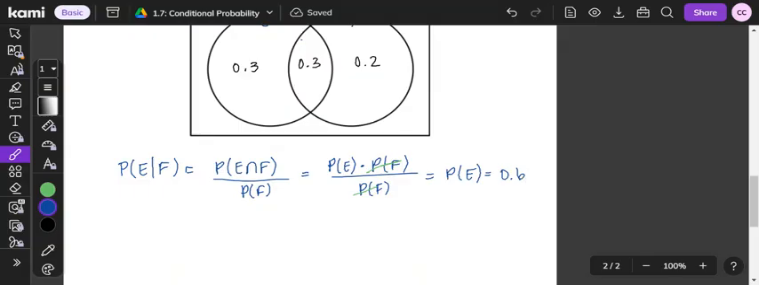For independent events, if you are calculating the probability of one event given another event, it's just going to be equal to the probability of the first event. And this only works for independent events.